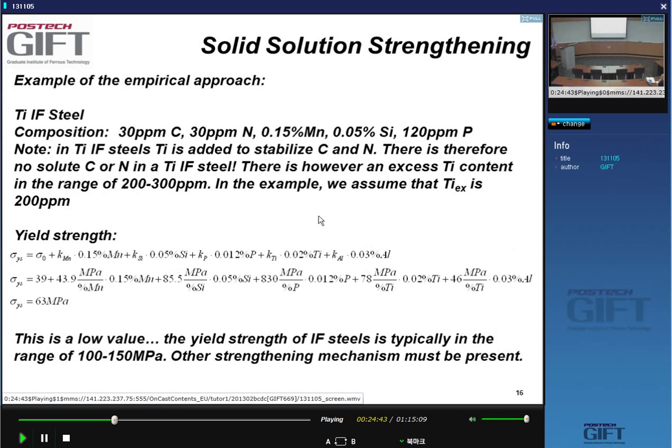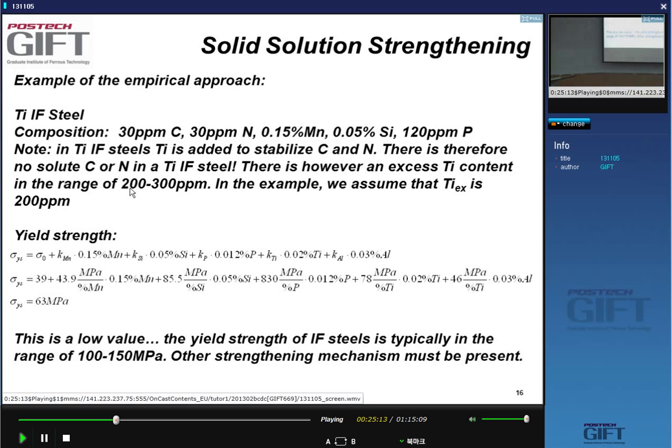So how do I use this approach? It's very simple. I have an example here. Say you have an IF steel, a titanium IF steel, and this composition has 30 ppm of carbon, 30 ppm of nitrogen, 0.15 manganese, 0.05 silicon, and 120 ppm of phosphorus. So, first of all, think.